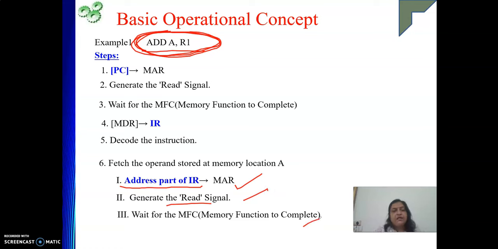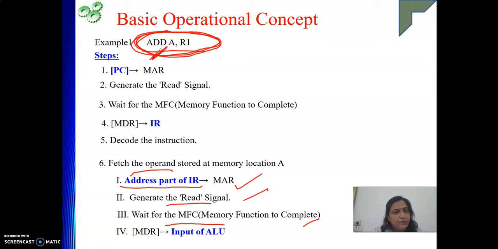After your waiting is over, where will the data come? Yes, it will come into MDR. From MDR, where do you need to redirect it? It should be redirected to your ALU, not IR. Please understand, not IR. Why? Because you have not brought an instruction. What you have brought is an operand. An operand will not be sent to your IR. That you need to understand. Okay, so the MDR content will be given to the input of the ALU. Why is it so? Because I am going to perform an ALU operation.